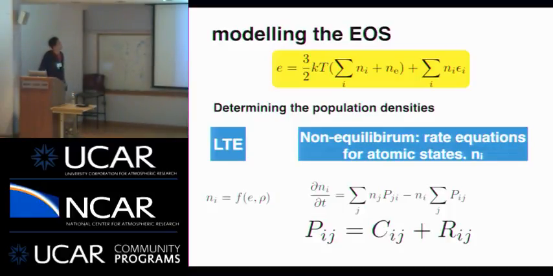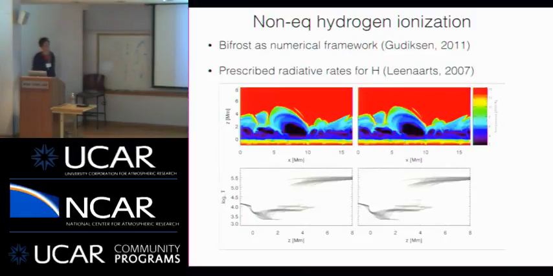So the question then becomes how we determine the population densities. And this can be done by assuming LTE, in which case you have the population densities just by the Saha relations. Or you could do as I want to do, solve the non-equilibrium rate equations. And then you get into troubles with the transition rate coefficient because it has a radiative term, which in general involves the full radiative transfer problem. And this is quite difficult in 3D and all that, so we need to turn to simplifications.